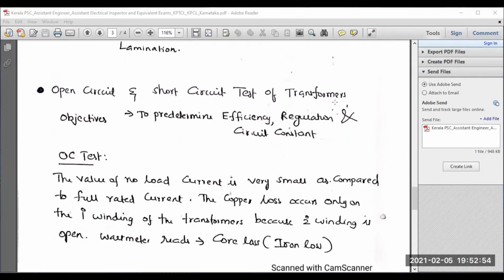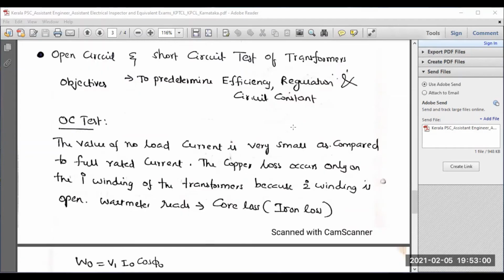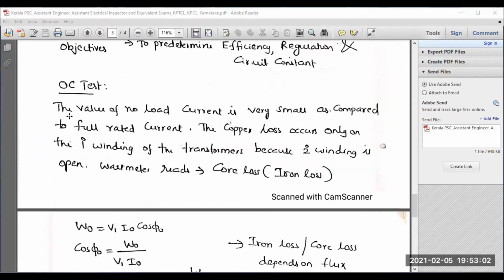Open circuit and short circuit test of transformer details are given below. Why are we conducting this? To predetermine efficiency, regulation, and circuit constants. What is OC test? In the OC test, the value of no load current is very small as compared to full load rated current. Actually, the secondary of the transformer will be open, and you will be applying the rated voltage of the transformer.